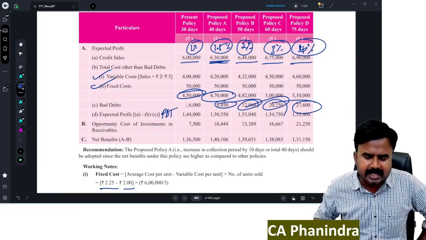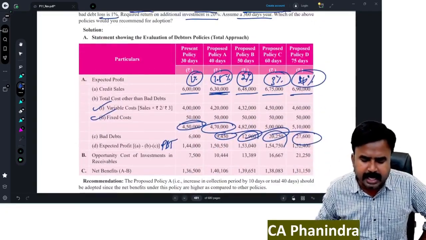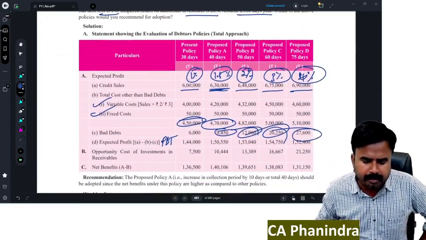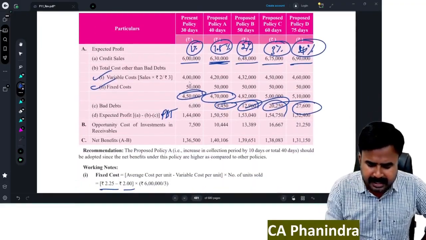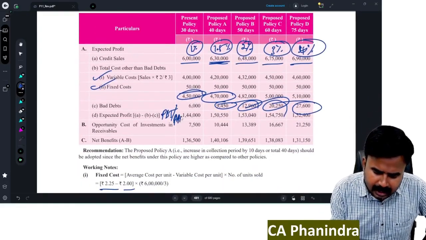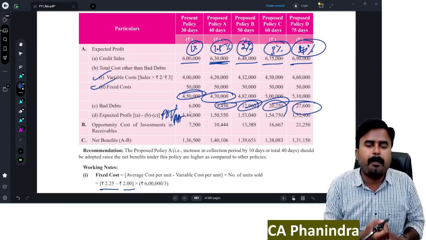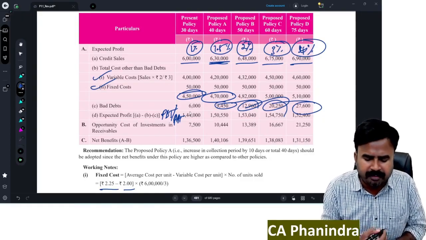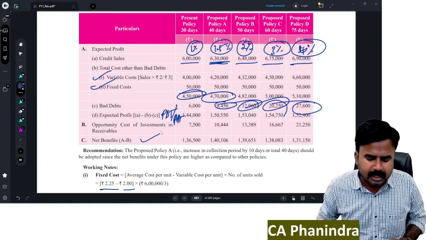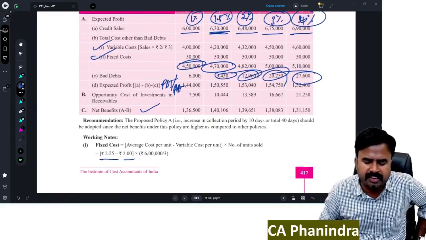Okay, the tax rate is not given in the problem, so I'm just taking PBT as PAT. Okay, profit before tax is nothing but profit after tax. This is your profit after tax. Deduct the opportunity cost of investment in debtors from profit after tax, then arrive at this net benefit. So how to calculate opportunity cost of investment in debtors?